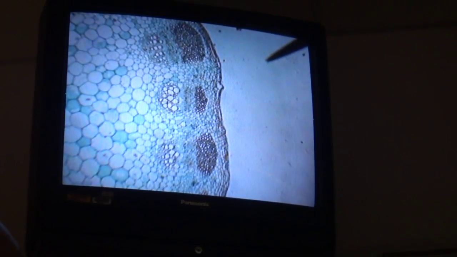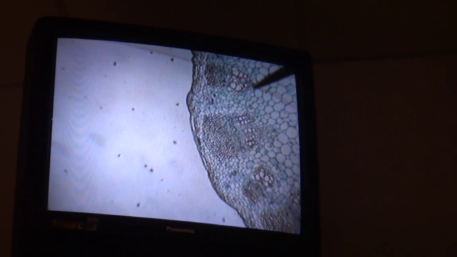Exactly. Dicot or monocot? Eudicot. What is this structure right there? Right, vascular bundle. What would be this region right there? Cortex, exactly. That's cortex. The vascular bundles are in the cortex. Okay.